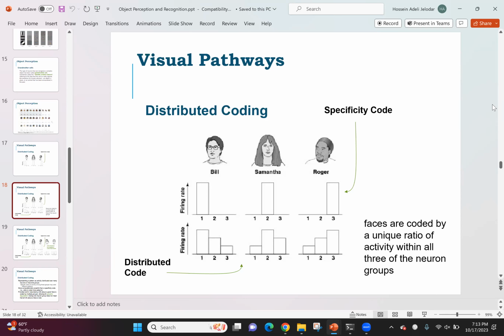So does that mean it's a distributed code for face space, and then specificity is Bill face and Matt face and Roger face? I don't think I understand what.